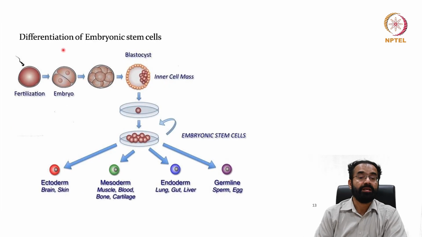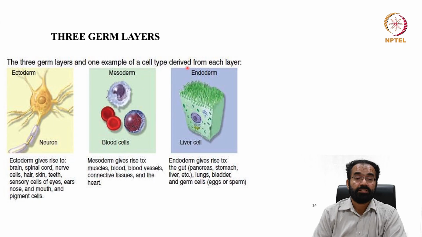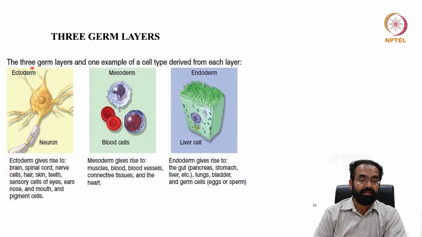That is a challenge. So, the differentiation of embryonic stem cells: blastocyst, fertilization, the inner cell mass is collected and plated, and they are self-renewing, and you can make them into ectoderm cells, mesoderm cells, endoderm cells, germline cells, etc. You can differentiate them. So, three germ layers can be formed easily: ectoderm-derived neurons, mesoderm-derived blood cells, and endoderm-derived liver cells.